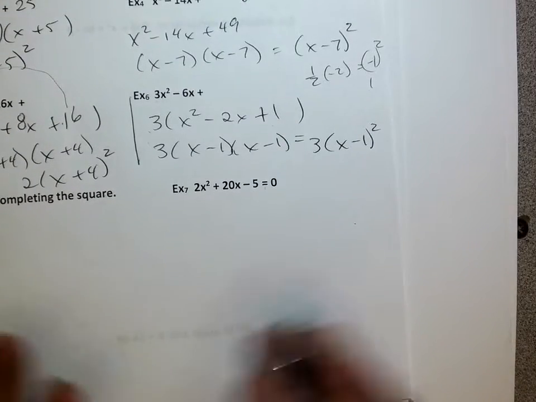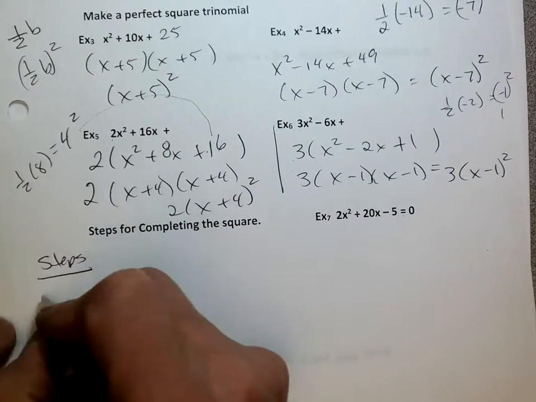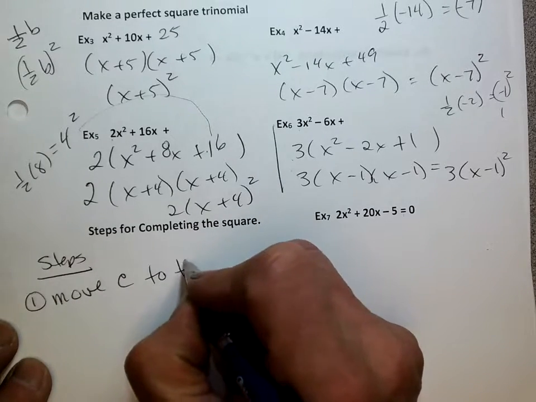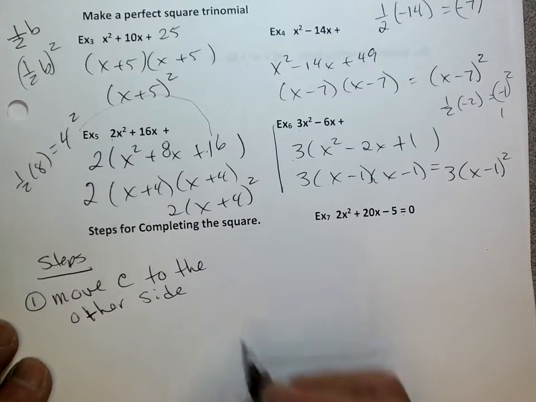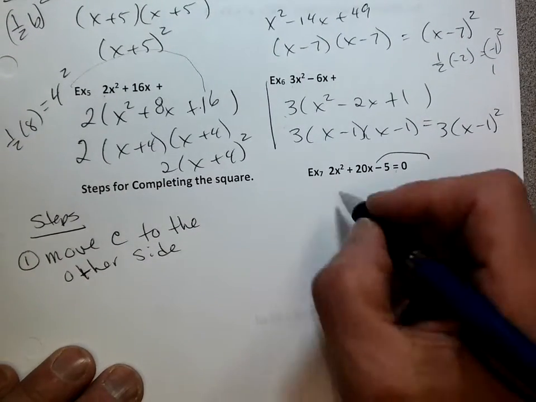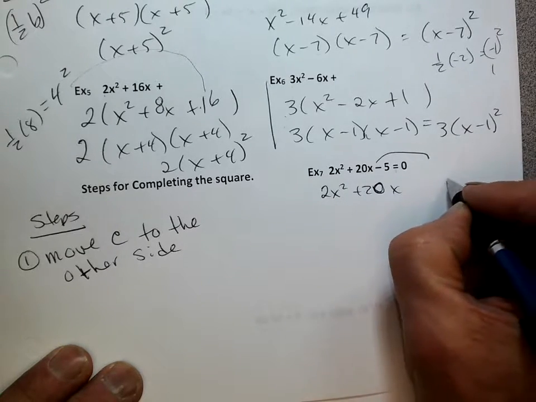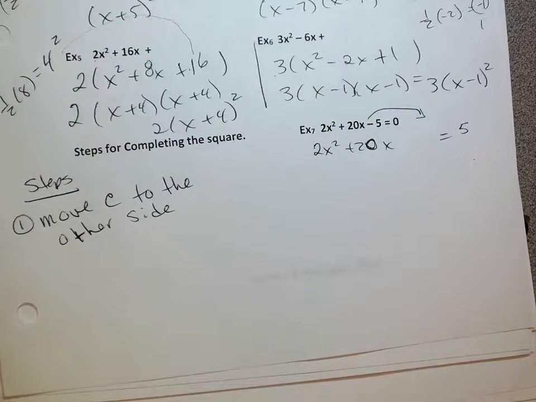So let's write some steps down. Step 1. Move C to the other side, okay? So I'm going to have 2x squared plus 20x equals 5. Okay, that's step 1. Always. So write these down, and you guys can use these notes on your test, your quiz, right? And if C is already on the other side, because sometimes that happens, it's done, right?